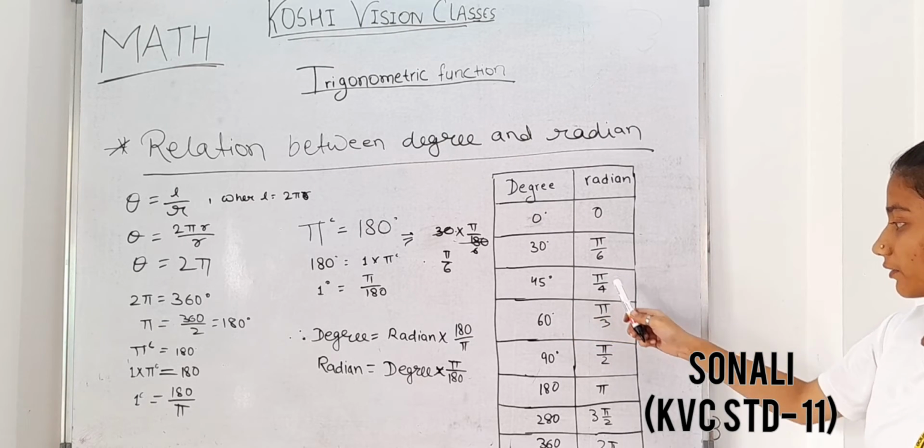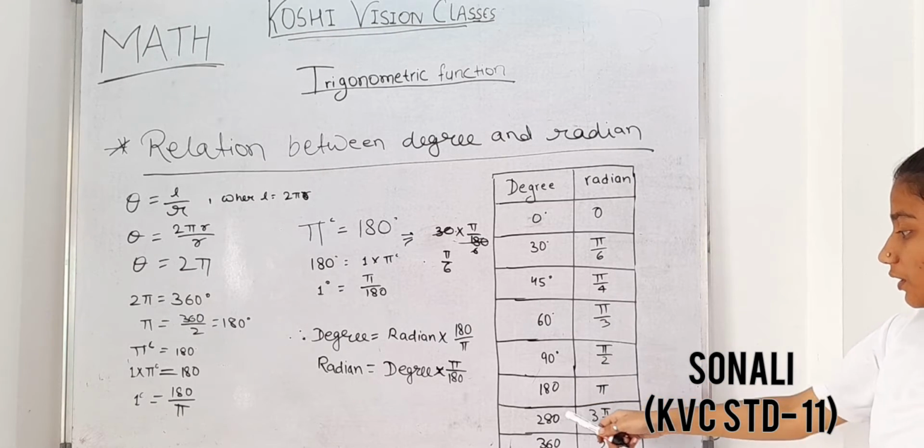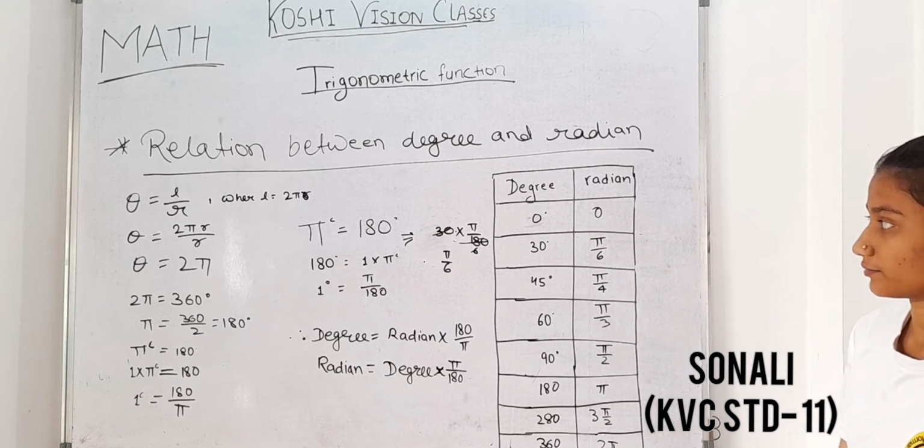45 degrees is equal to pi by 4, 60 degrees is equal to pi by 3, 90 degrees is equal to pi by 2, 180 degrees is equal to pi, 270 degrees is equal to 3 pi by 2, and 360 degrees is equal to 2 pi.